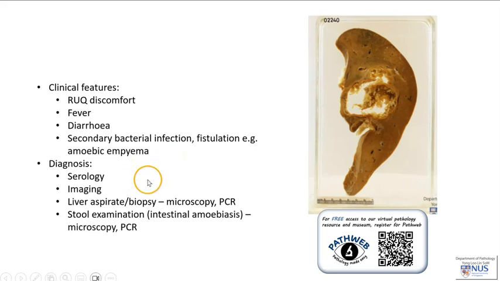The diagnosis is usually made on a combination of serology and imaging. And if there is a fine needle aspirate or a biopsy of the liver in the area of the abscess, the organism can be visualized under microscopy, and also PCR can be performed to confirm this organism. Stool examination in the context of intestinal amebiasis can also reveal the organism on microscopy and PCR, and biopsy of the infected bowel can also show the presence of organisms.